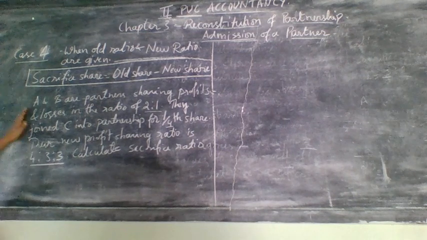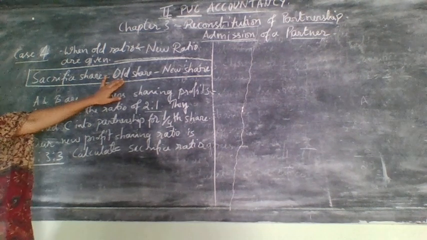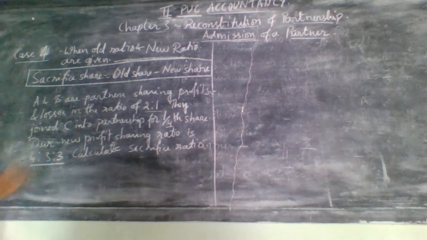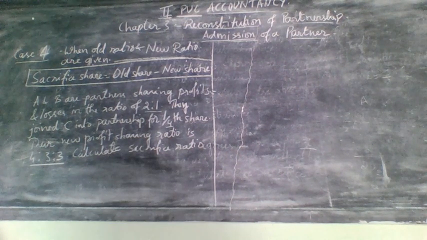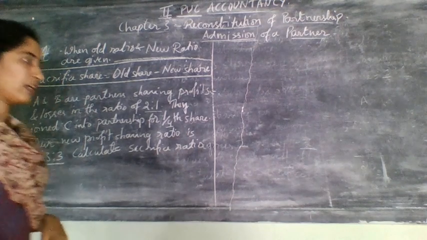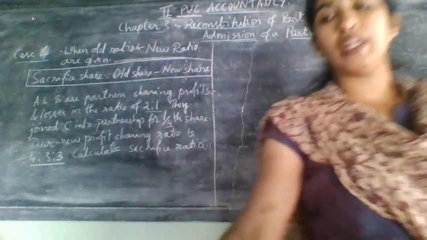Okay, so our part here is we want the old share and new share. Just find out the old share and the new share, and then calculate sacrifice share. Before writing that, what do we need to do first?